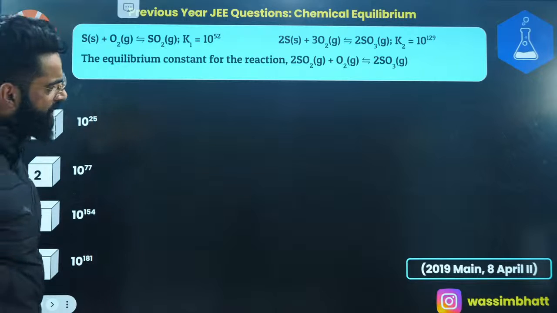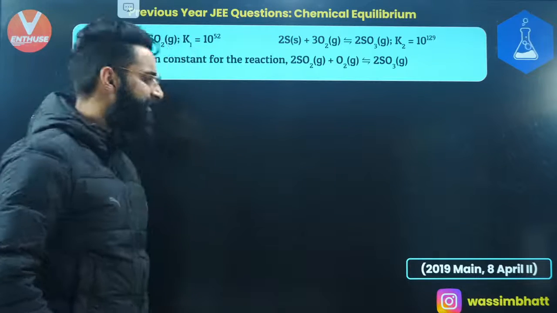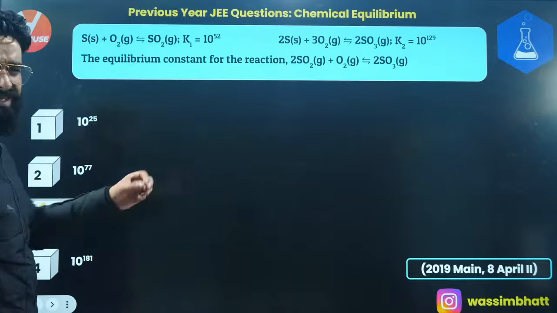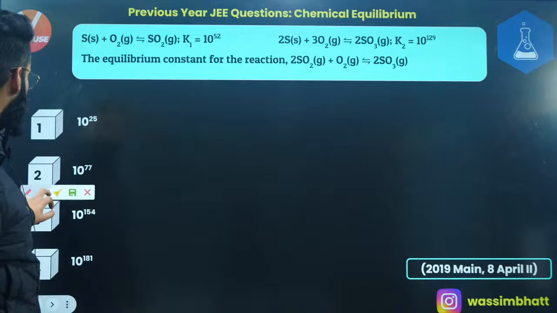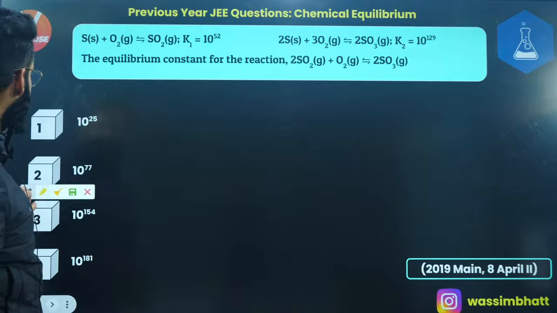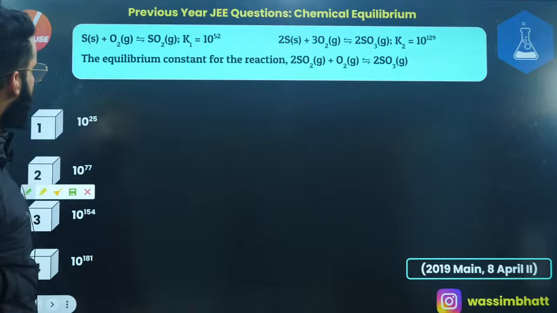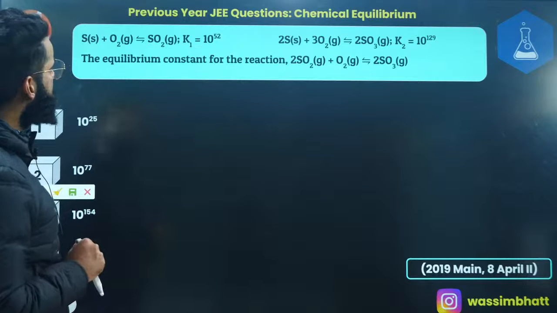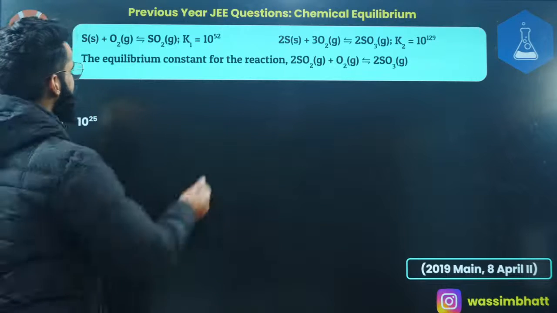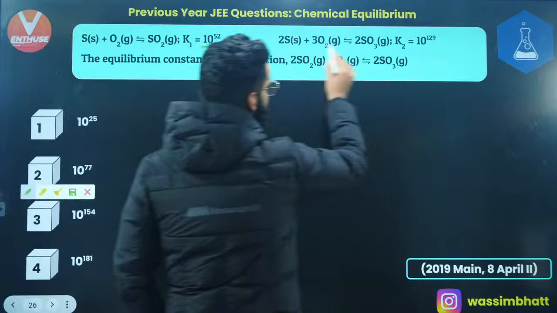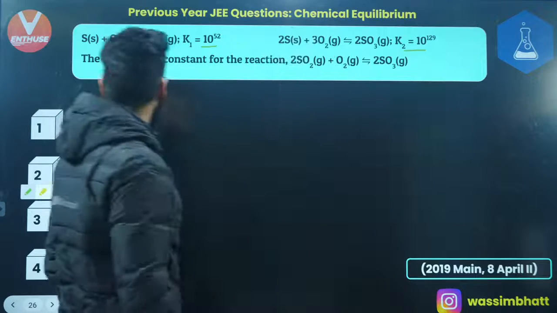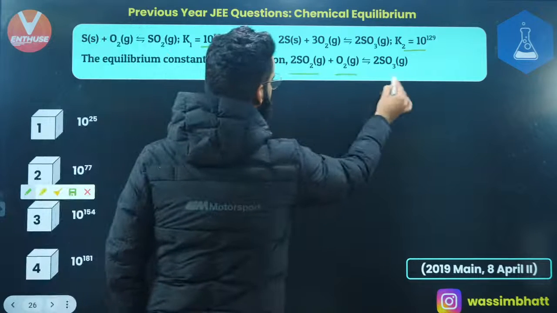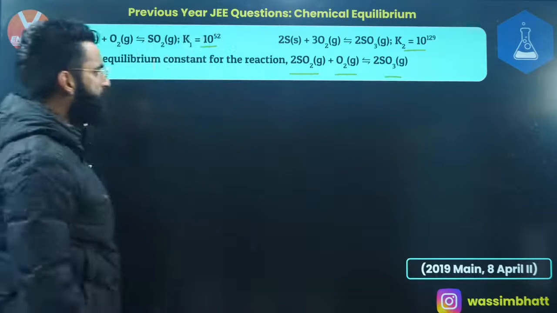The question was asked in your JEE Mains 2019, 18th April, second shift. See guys, what sort of question was asked? Again, a very simple and basic one, right? And I'm sure you all can solve this one properly. There won't be any issue in solving this. The reaction that's given to me is sulfur plus oxygen gives SO2, right? Its equilibrium constant is given to me, and the equilibrium constant for this other reaction is given to me as well.